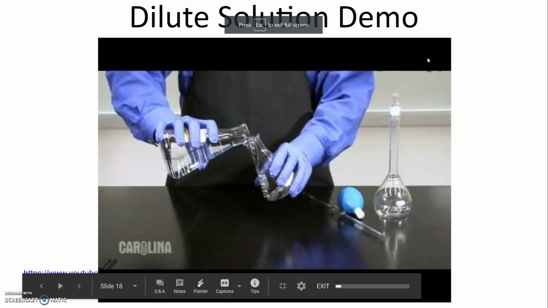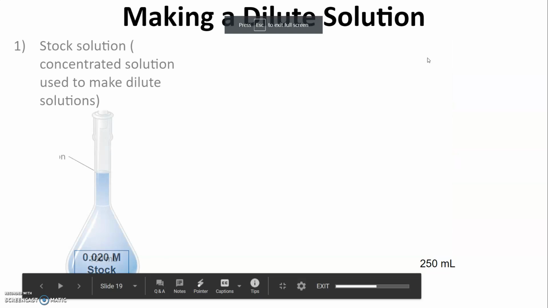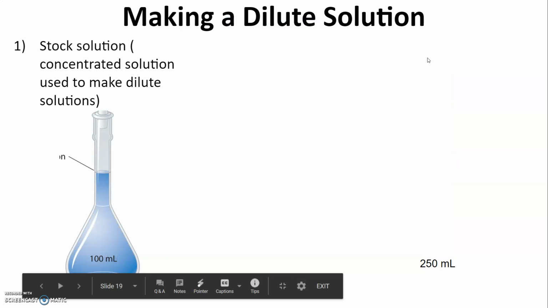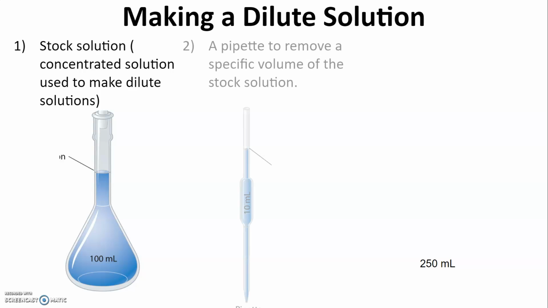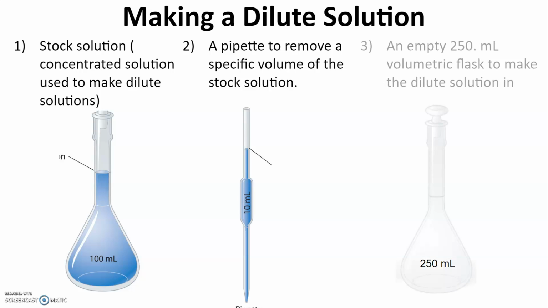So let's go over that together. When you're making a dilute solution, the first thing you're going to start with is your stock solution. It's your concentrated solution that's used to make dilute solutions. And here we have 100 milliliters of our stock solution. Then the other thing you need is a pipette to remove a specific volume of the stock solution. In this case, we'll use a 10 milliliter pipette. And then finally, you're going to need an empty 250 milliliter or whatever size volumetric flask you like. And you're going to use that flask to put your stock solution in and dilute it.